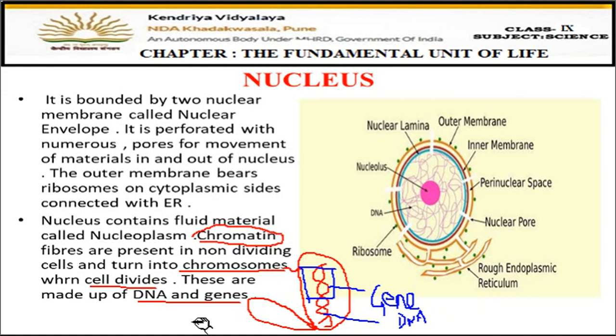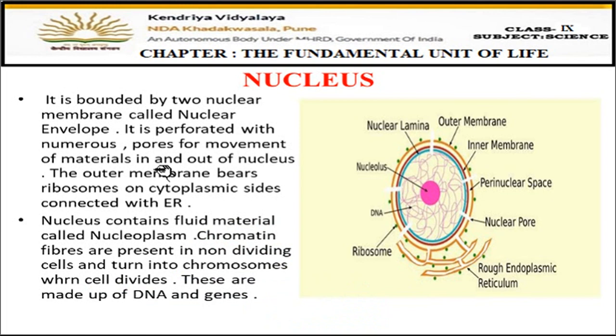Chromosomes are made of DNA, and DNA is made up of genes. One part of the DNA is called the gene. This gene is actually the hereditary material which passes from the parents to the next generation. We look similar to our parents because we have got genes of our parents, right?